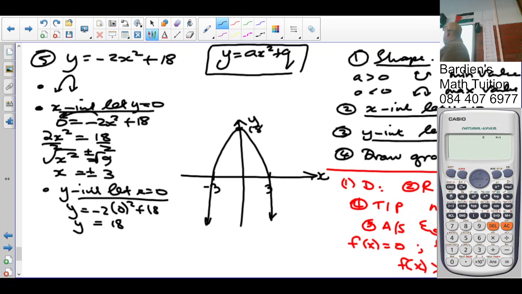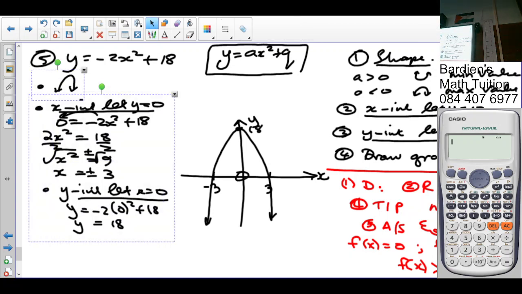Can you see that, people? Take this off here.